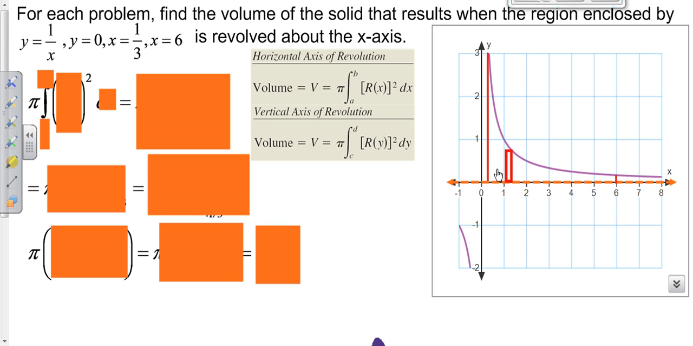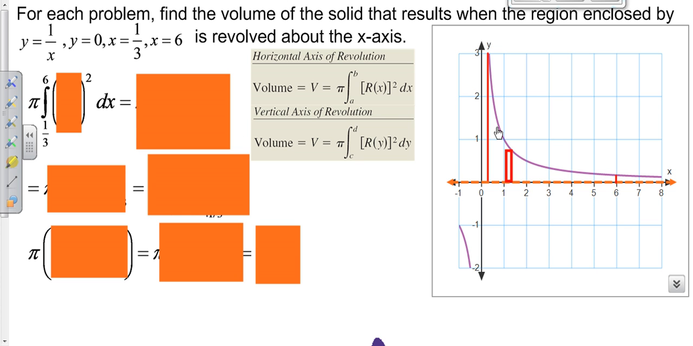And we're going to take that and revolve it around the x-axis, which is a horizontal axis of revolution. Whenever you have a horizontal axis of revolution, you want to be dealing with x's here. That means your bounds on your integral need to be your x's. And it goes from 1/3 all the way over to 6, so our lower bound is 1/3. Our upper bound is 6.